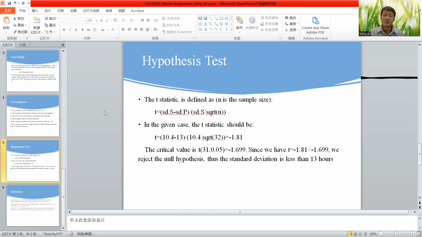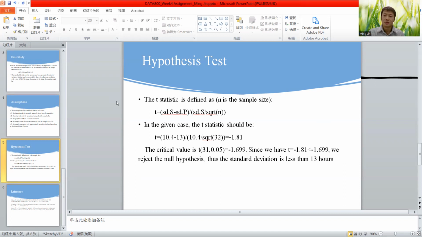And finally, there is a hypothesis test question. Concerning this question, the t statistic is defined as t equals the standard deviation of the sample minus the standard deviation of the population, divided by the standard deviation of the sample divided by the square root of the sample size. So we substitute the numbers given in the question into the formula above. We can get the t statistic as negative 1.81.